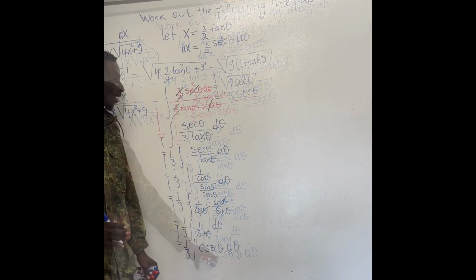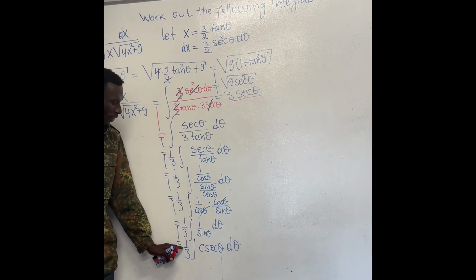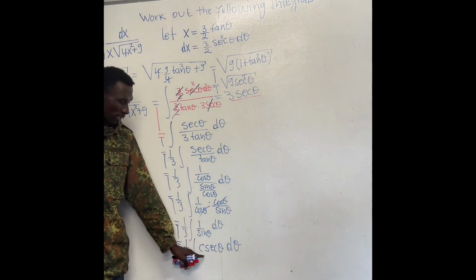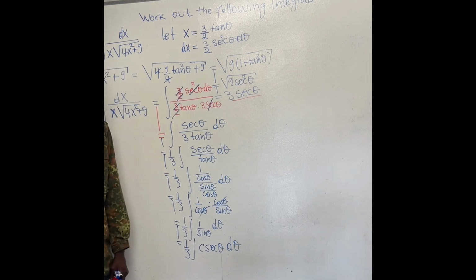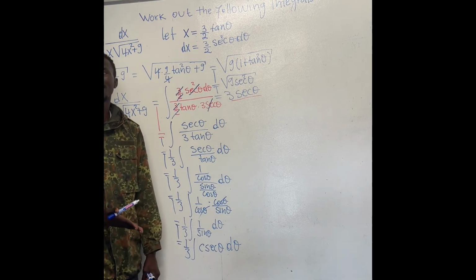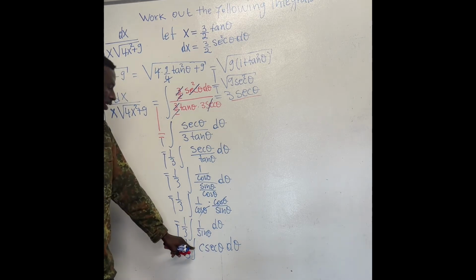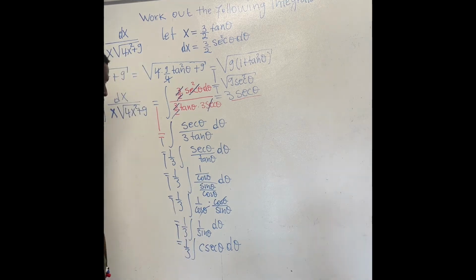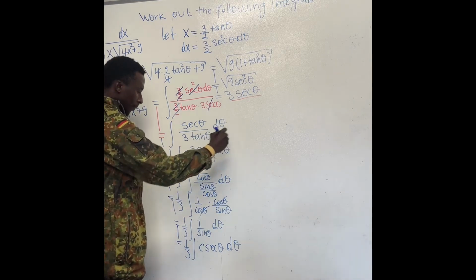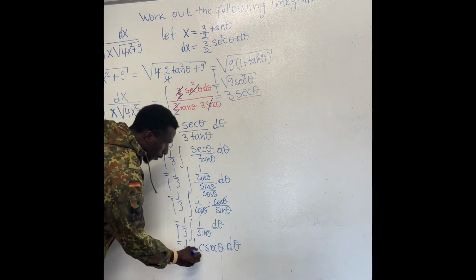So this tells us that we found now 1 over 3 cosec theta d theta. How can we solve this integration? It's very tricky, but it's easier, right? This integration is already found. So from here, we are there.